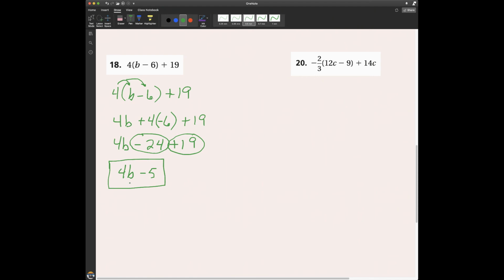Are there any parentheses here? No. Are there any like terms here? No. So I put a box around this because this expression is in simplest form. Okay. Now let's look at number 20. A little more challenging maybe.